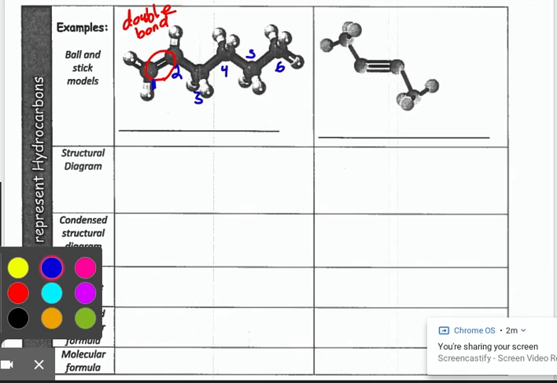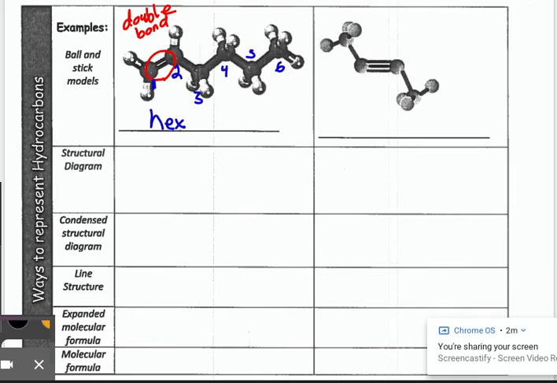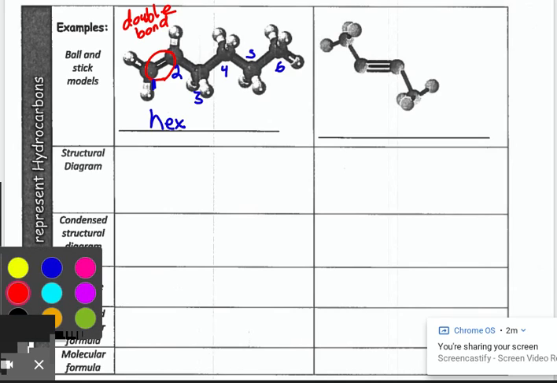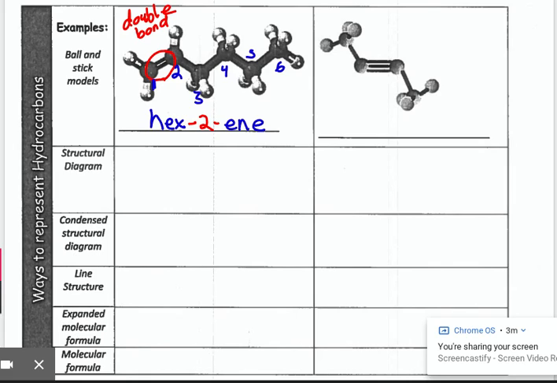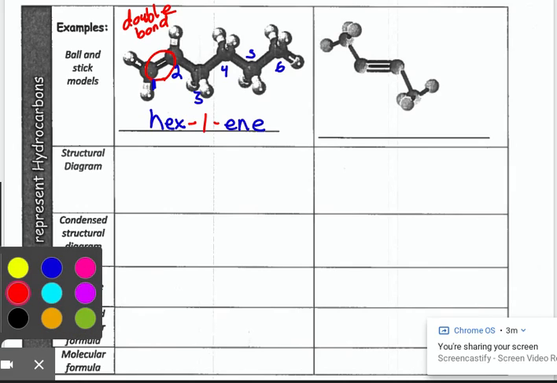So we know that this is a hex, because it has 6 carbons. And then what we do is we indicate the position of the double bond by putting in a 2. And then it gets the ending "ene." So hex-2-ene. So there are 6 carbons. Oh, sorry, no, I lied. This is a 1. Sorry, my daughter distracted me. So this is hex-1-ene.